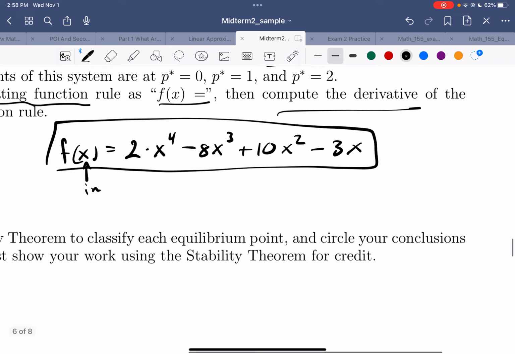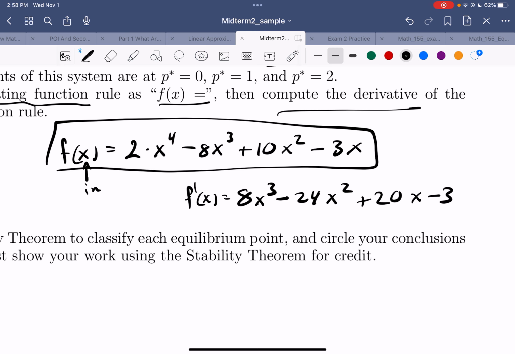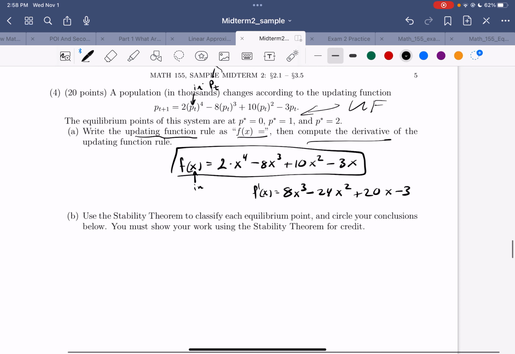So in this case, it was p sub t. Fine. Okay, f prime of x, the 4 comes down, I get 8x cubed. The 3 comes down, I get 24x squared. The 2 comes down, I get 20x. And the x is gone, I have 3. All right. Use the stability theorem to classify each equilibrium point.